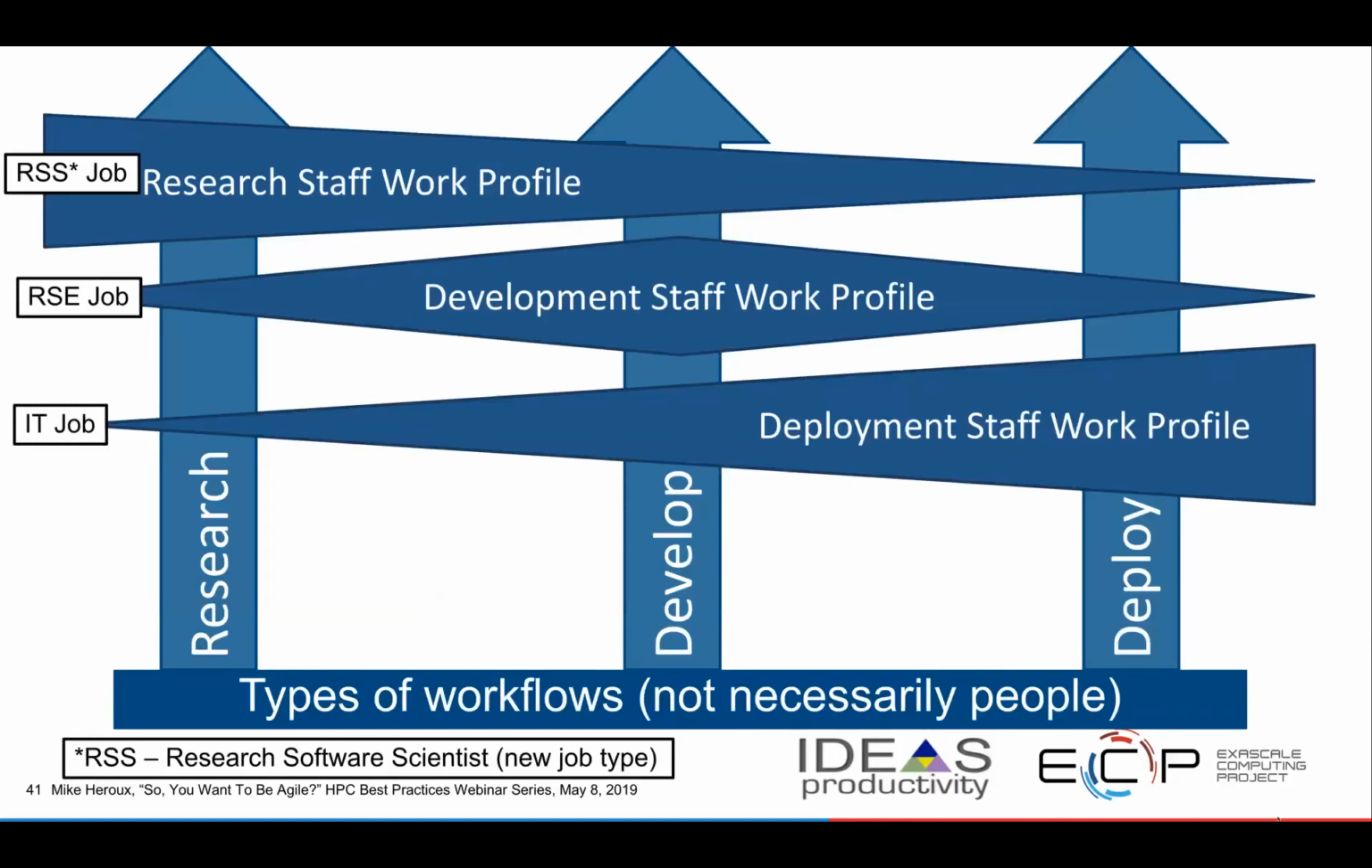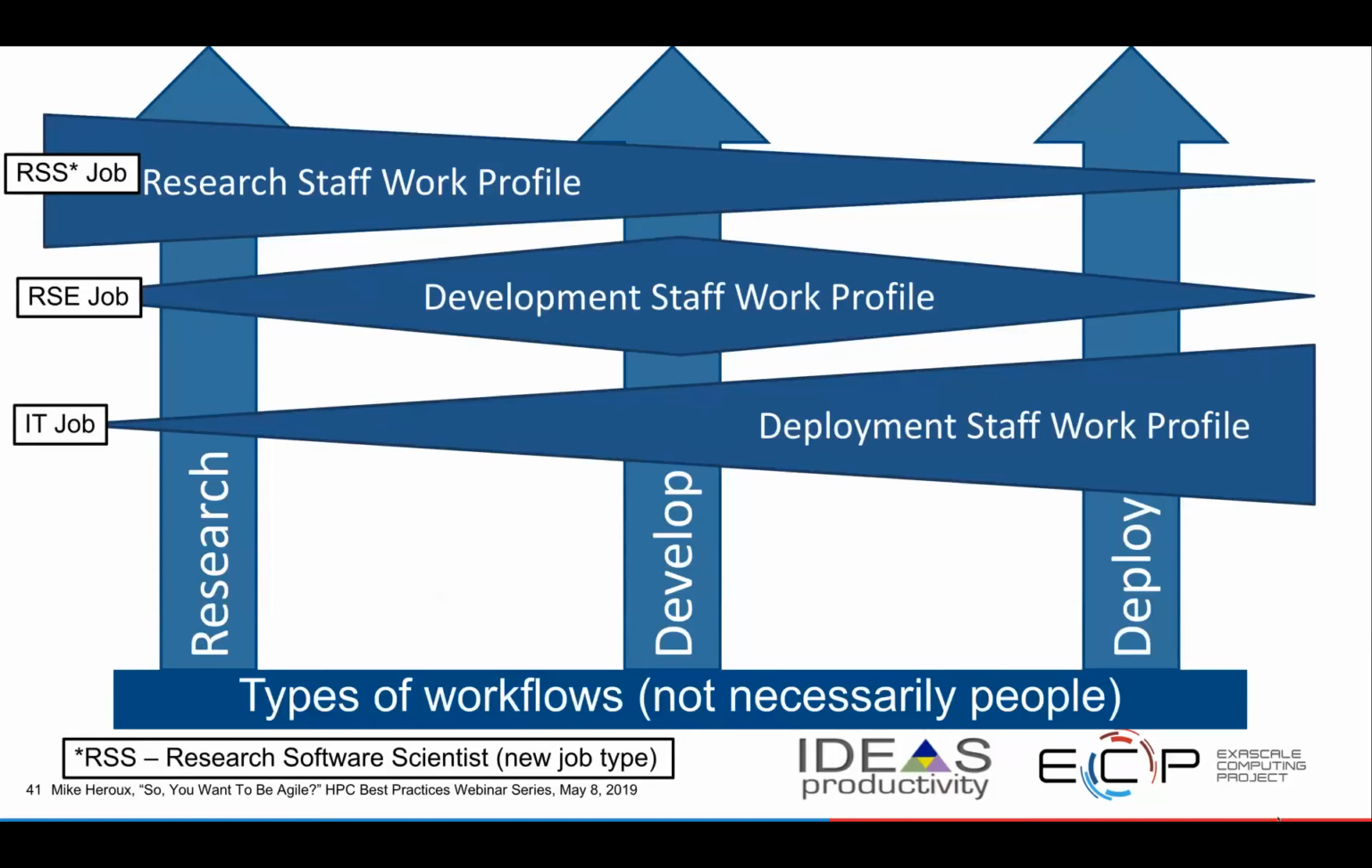And this is kind of a pictorial version of that. So any individual on this team is not slotted just as research or just as develop or just as deploy, but they work across the areas. And so it's a vertically integrated department that has deployment activities, software development activities, and research activities, which we're trying to grow. And it's this research software scientist that is really a new job type.